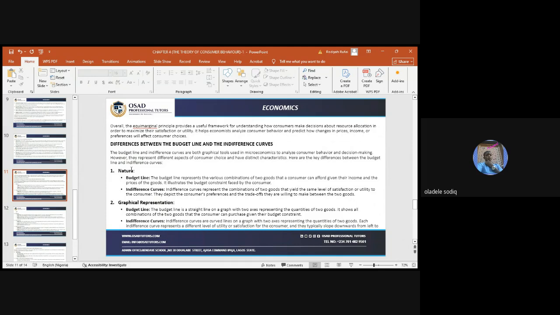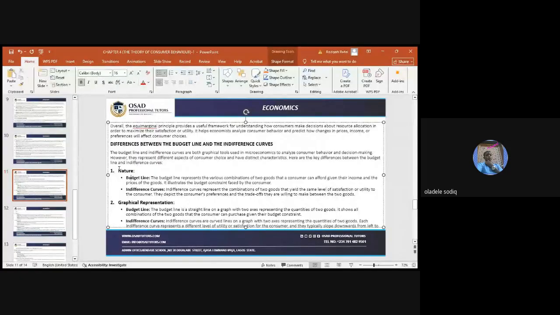Please take note of this particular slide. This question, take note of it, write today's date down. This question will come out in your theory part. So just take note of what I just said now. Don't take it as a joke. You will be asked to differentiate between budget line and indifference curve.